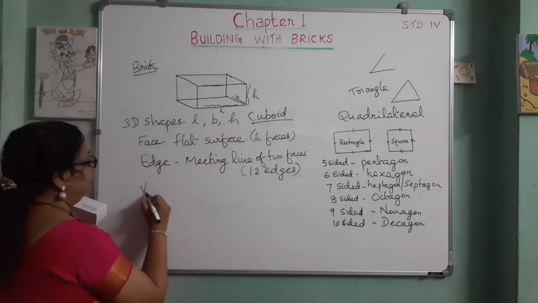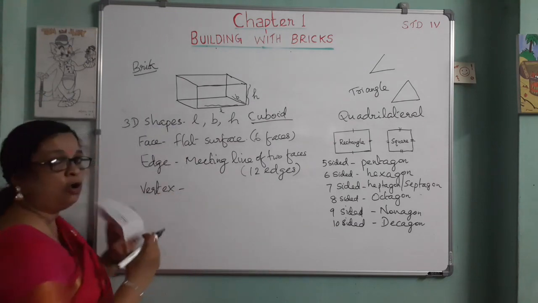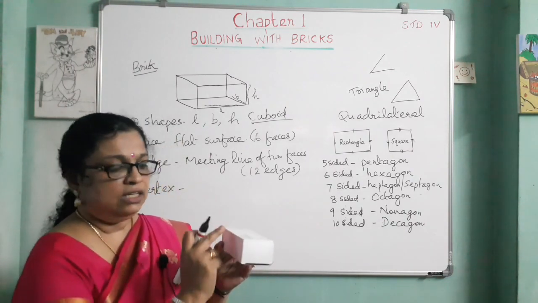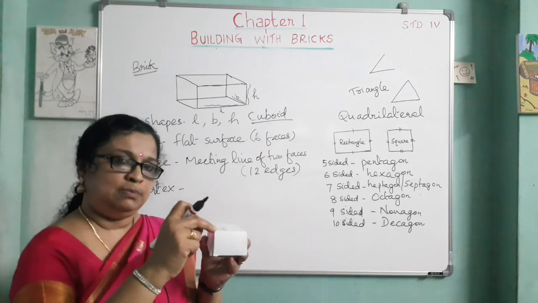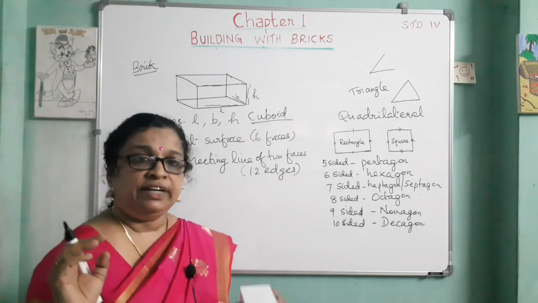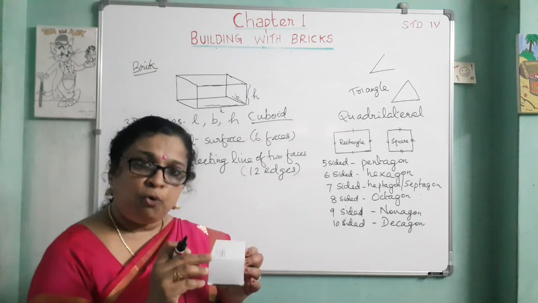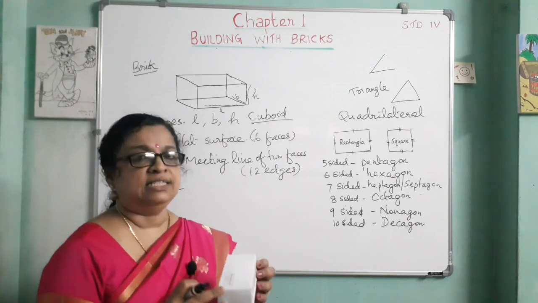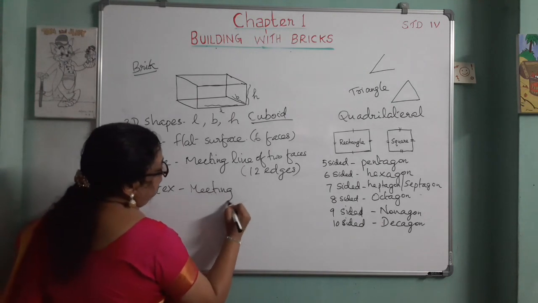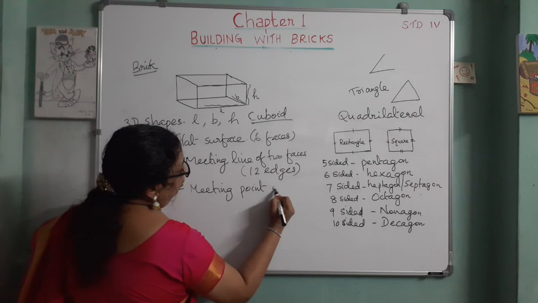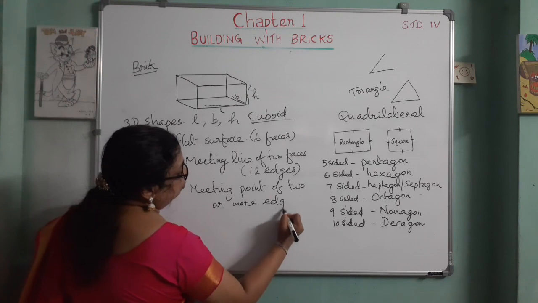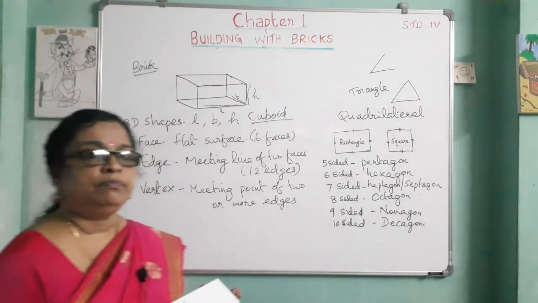The next, vertex. Vertex means corner. So this is an edge, this is an edge, this is an edge. So these 3 edges meet at this point. That point is called a vertex, that is the corner. The plural form of vertex is vertices. So the meeting point of 2 or more edges is called a vertex.